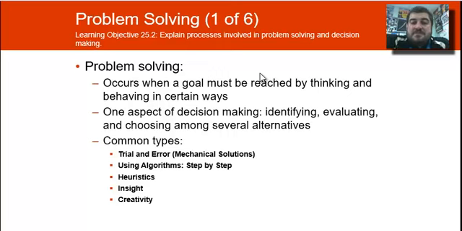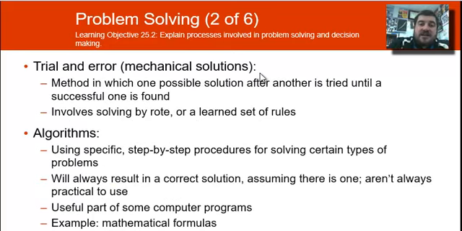Now let's talk about problem solving. It occurs when a goal must be reached by thinking and behaving in certain ways, and it's one aspect of decision making. You have to identify alternatives, evaluate alternatives, and then choose among them. We're going to go over these common types: trial and error, algorithms, heuristics, insight, and creativity. Trial and error are basically mechanical solutions. You try one method.